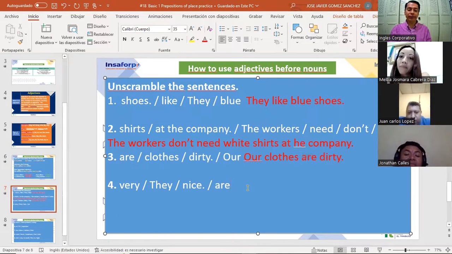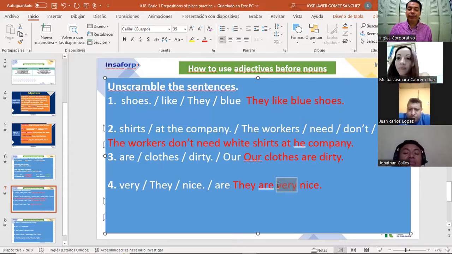Volunteers, number four. They are very nice. El teacher is very nice. Oh, thank you. Thank you very much. They are very nice. Like you, my dear students, you are very nice. Good. But notice that we use the word very, right? The word very is an intensifier. Quiere decir que ellos son agradables, pero en este caso, ellos son muy agradables. Muy agradables. Okay? Understand?